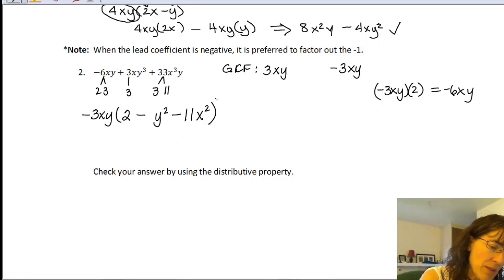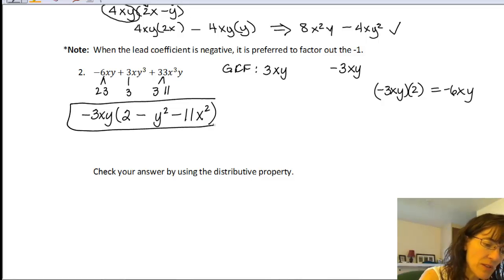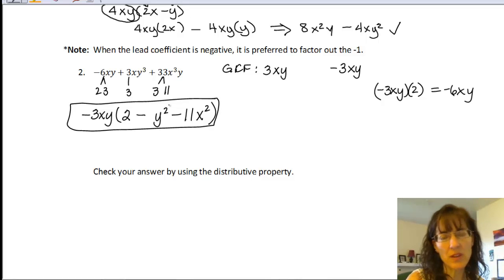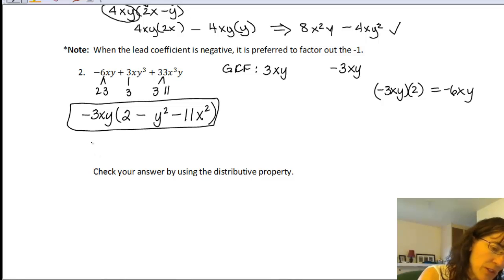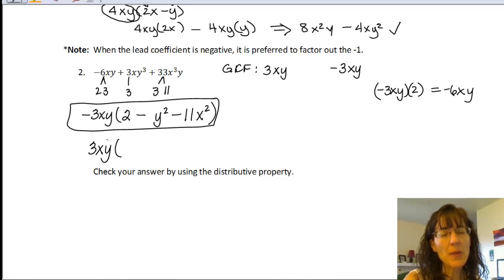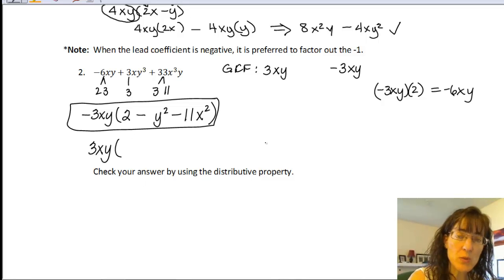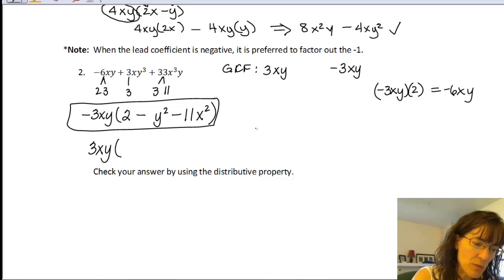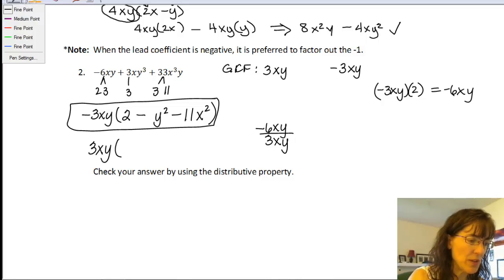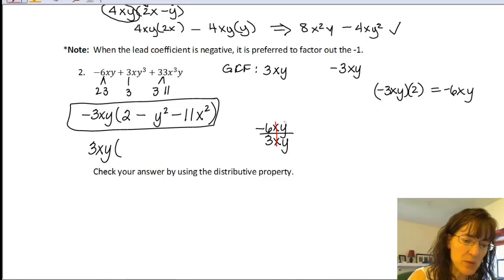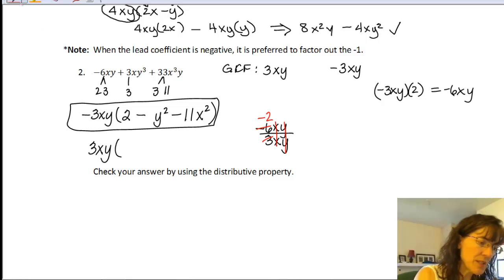So this will be my factored form if I factor out the negative with the greatest common factor. Now, if I just do it as 3xy as my greatest common factor, it's pretty similar, and I'll show this one in the other manner where I'm dividing terms. So I have negative 6xy divided by 3xy, and that's the first term, and you can see that the xy's are going to reduce. 3 goes into negative 6 negative 2 times, so I'll have a negative 2 for my first term.